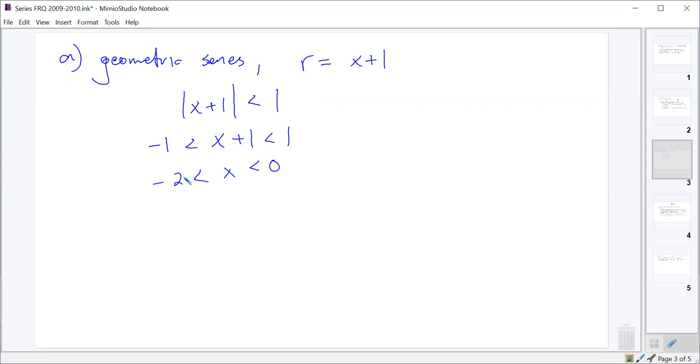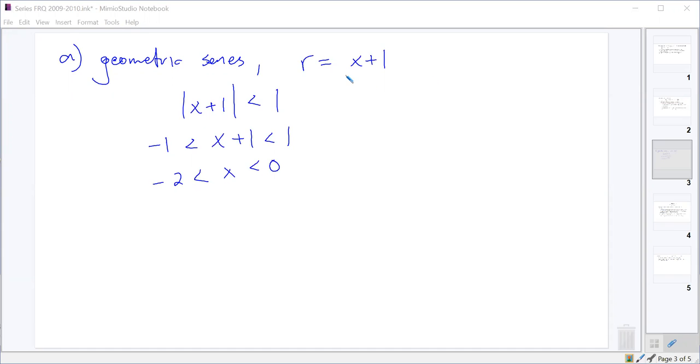Did most of you do it that way? Hopefully. And so if you did it this way as a geometric series, fine. We'll also do it with the ratio test. In fact, in the scoring guidelines, it shows both of these ways. And so we'll do the ratio test.